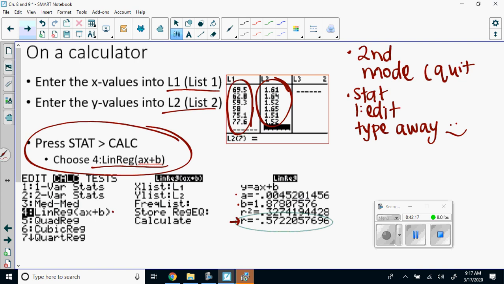You can see that right here. It will pull up this window. We need to tell it to use both list 1 and list 2. It should just automatically say that, but if it doesn't, you can push second and then the button that says 1, because above 1 it says L1. And then you can push second and then the button that says 2, and that will pull in L2. And then we just say calculate. Okay, our correlation coefficient is -0.57, and I'm going to use 2 decimal places for that.